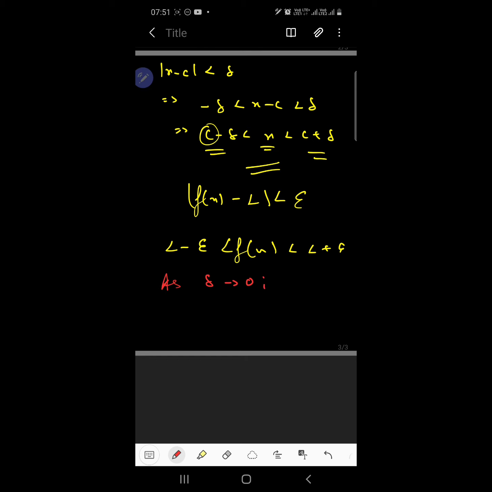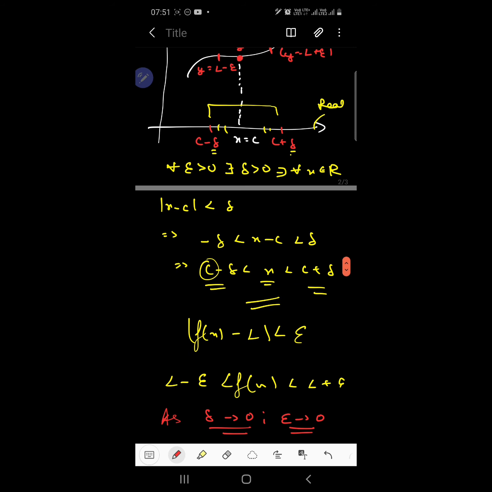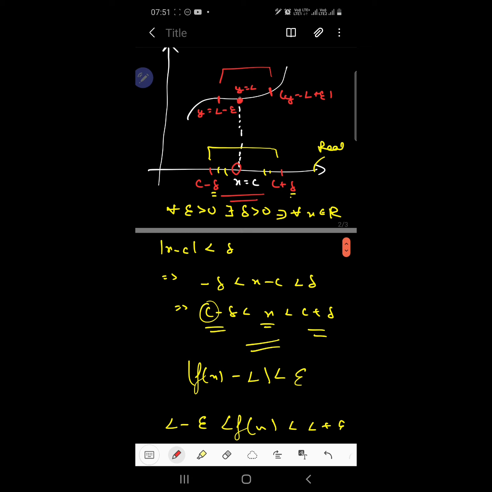And see here, as delta tends to 0, epsilon tends to 0 as well. That is, as the interval starts to decrease and approaches x equals c, the value of y also keeps on approaching L from both sides. This is a direct implication: mod of x minus c less than delta directly implies that mod of f(x) minus L will be less than epsilon.